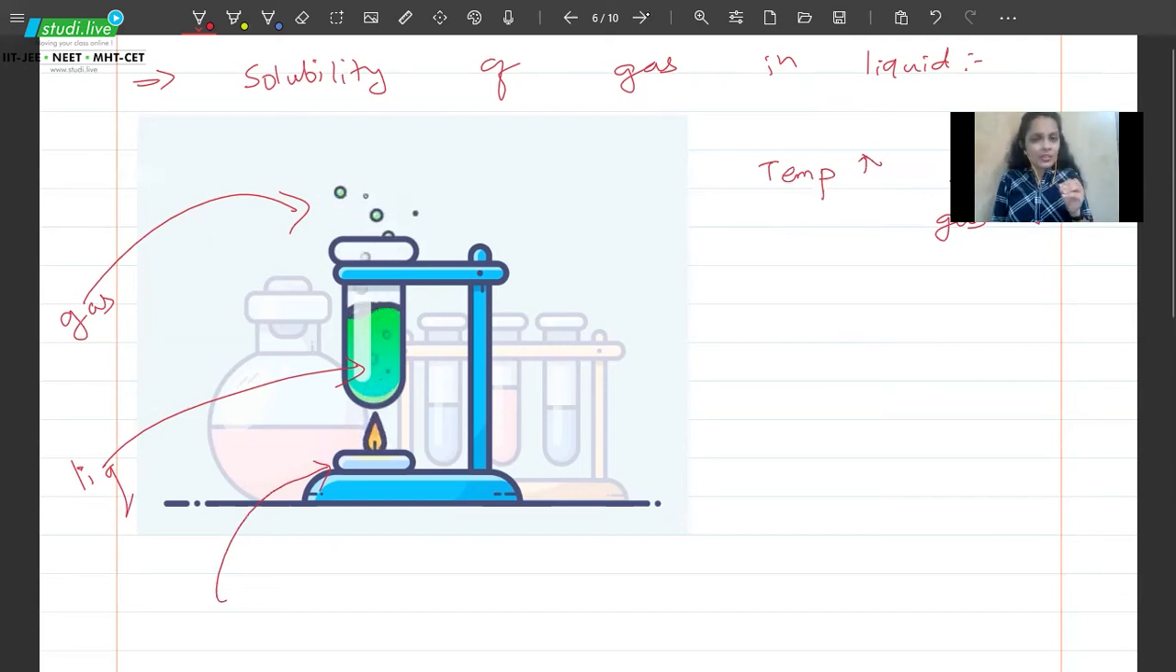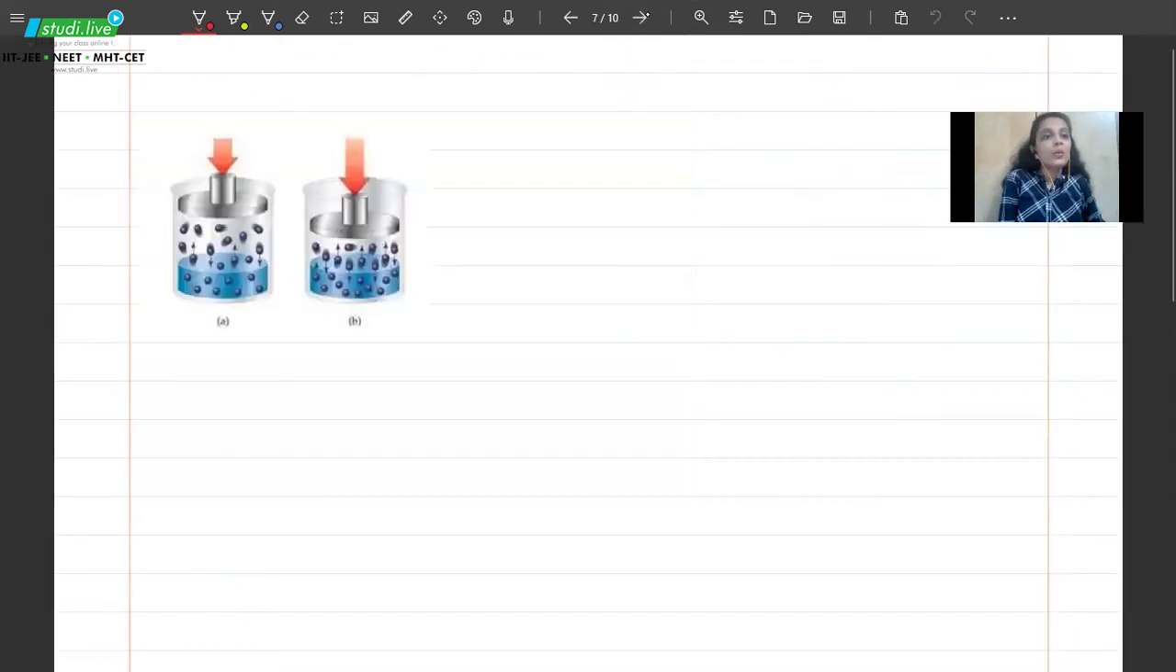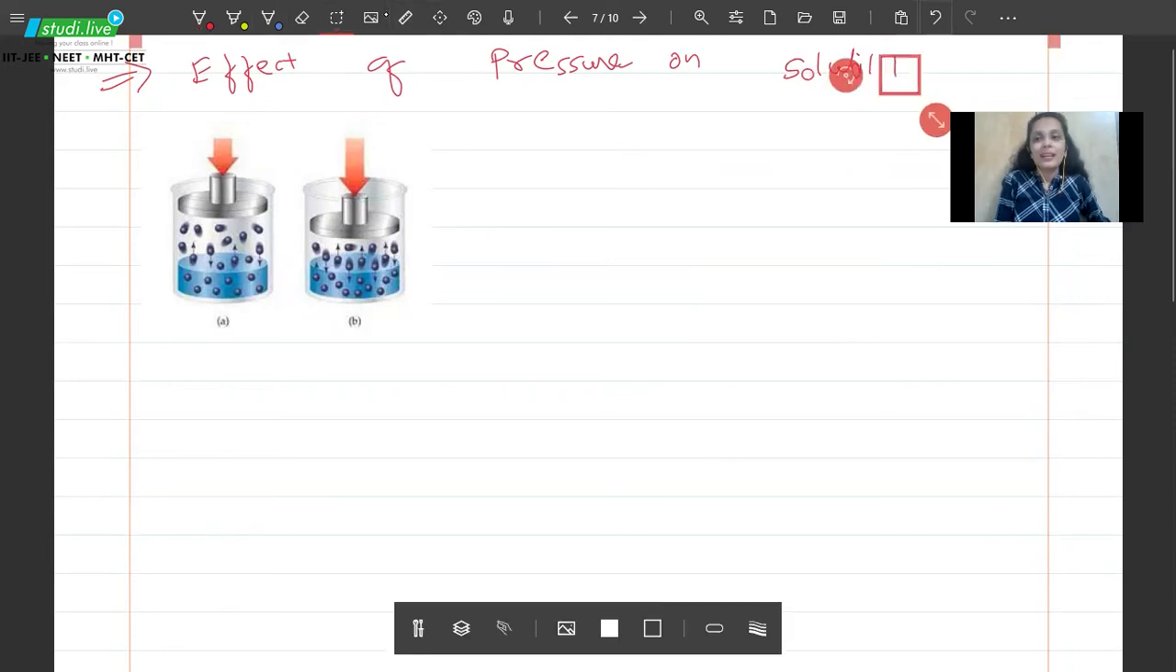I'm hoping you understood this basic part. Now let's talk about the next important factor. Temperature we have discussed already. Let's talk about the next important part, which is nothing but the effect of pressure on solubility. On solubility of what, student? Let's try to understand that part also.